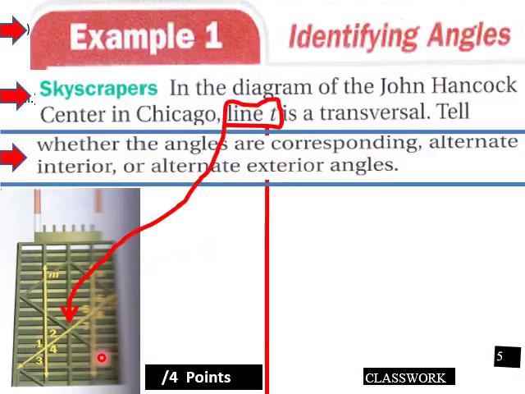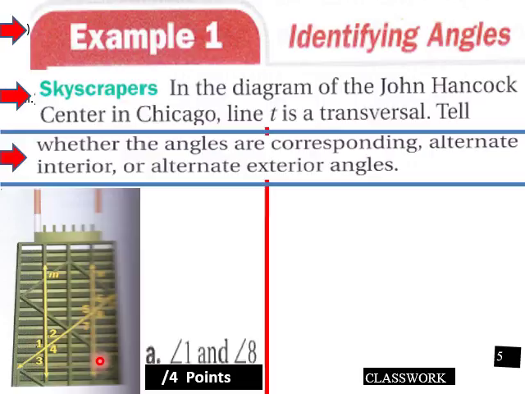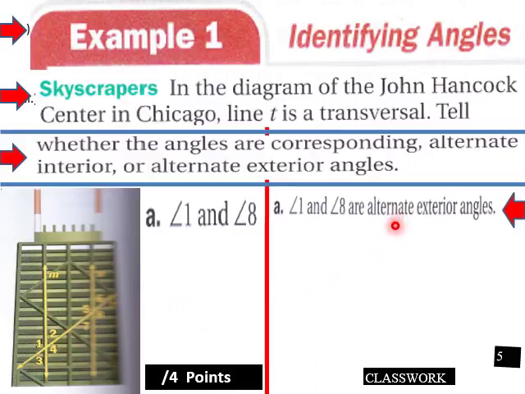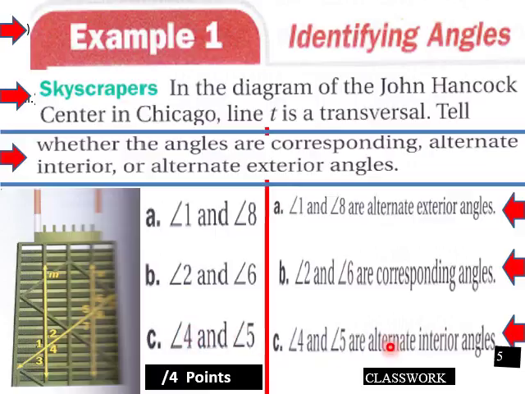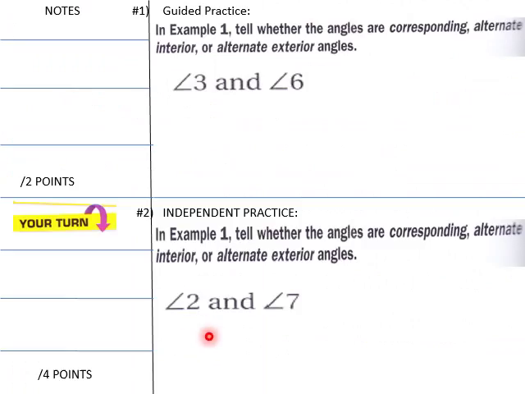So we have a situation here. Angle 1 and 8. Here's 1 and then here's 8. What would those be for these two parallels here, and then here's your transversal? What would 1 and 8 be? They'd be alternate exteriors. And then 2 and 6, they'd be corresponding angles. And then 4 and 5 would be alternate interiors. So there will be some definitions here on this example.